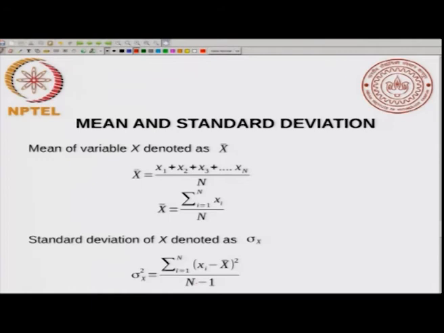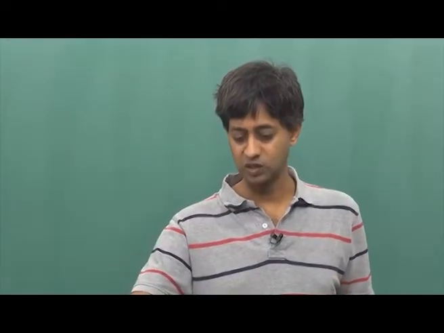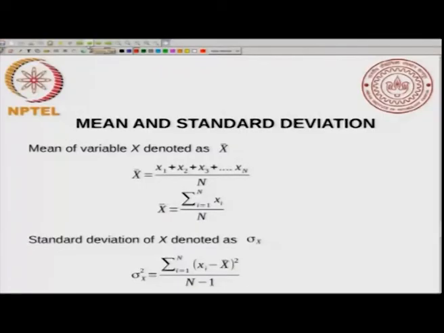1 in the denominator. So, now the question is, suppose you make a number of measurements and you want to report the value. So, you make a number of measurements for x. As we saw before, we made n measurements and we got values x1, x2 up to xn. And what you are asked to do at the end of the experiment is to report one single value. So, how do you report one single value?